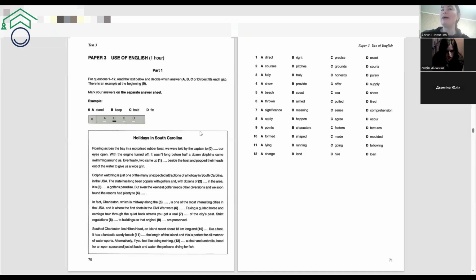So you have a text with gaps, and in those gaps you have to put some words. Every time there is only one word. Again, it is something that depends on the task itself. In this very activity, we're going to have only one possible variant. If more than one variant is possible, then you will be told about this in the task.